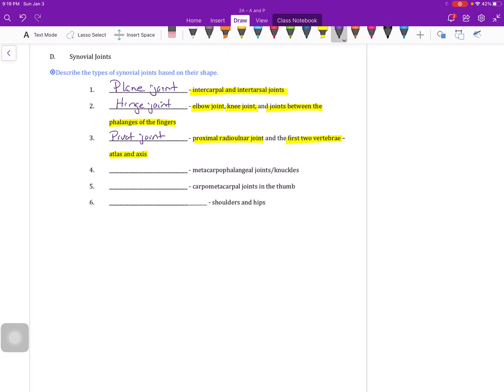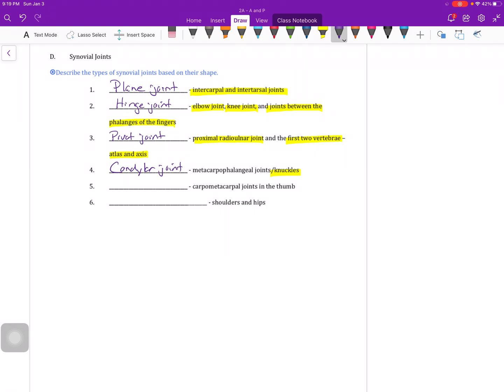The next one is called a condylar joint. It is the metacarpophalangeal joints, which would be your knuckles, okay, where your metacarpals and your phalanges join together. That is called a condylar joint.